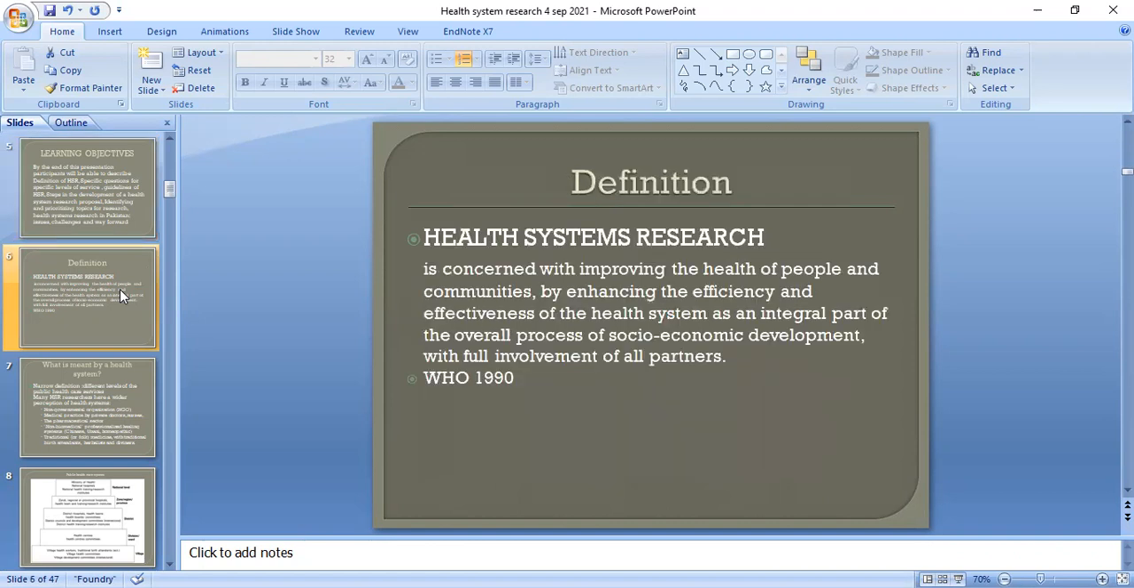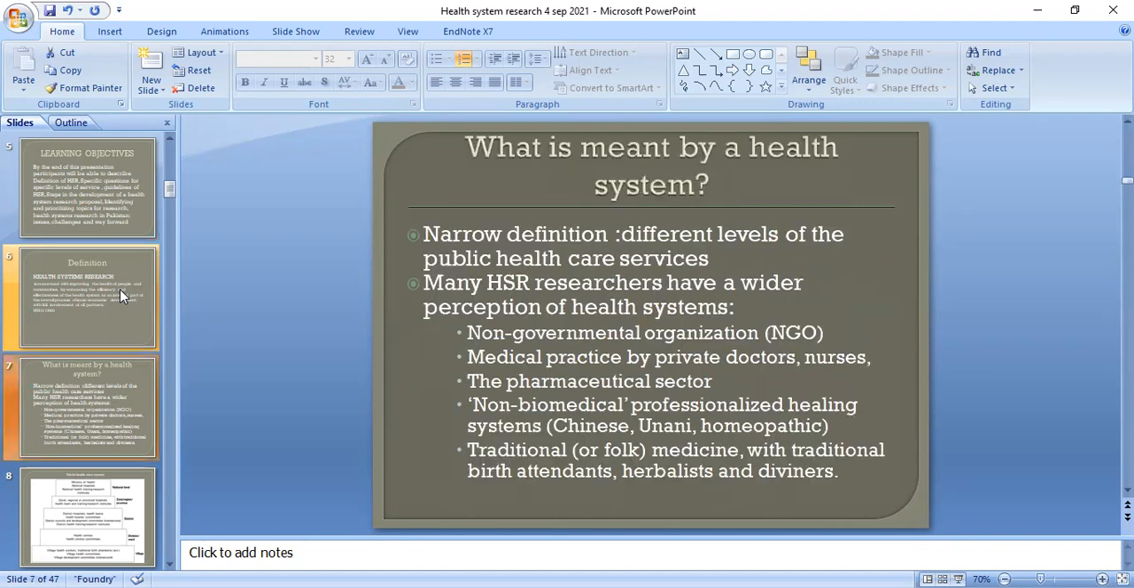Now the definition of health system research. Health system research is concerned with improving the health of people and communities by enhancing the efficiency and effectiveness of the health system as an integral part of the overall process of socio-economic development, with full involvement of all partners. Now, what is meant by the health system?